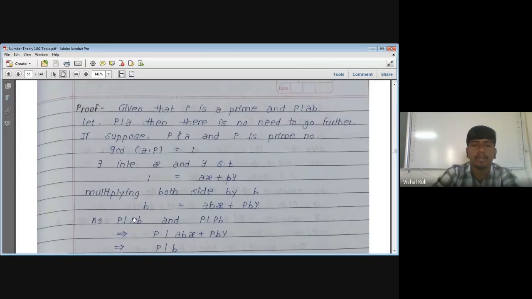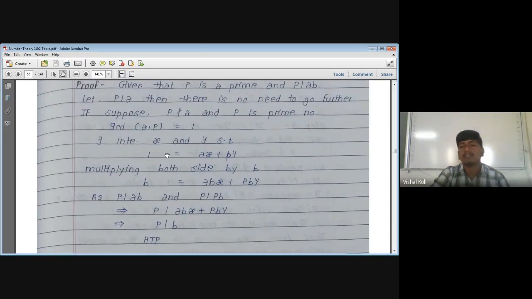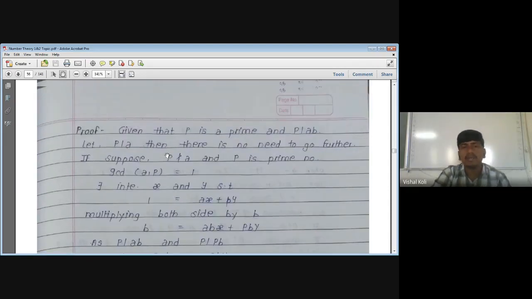As P divides AB and P divides PB, therefore P divides any linear combination, which implies P divides AB into X plus PB into Y. Here there is a term B which is common in both the terms. Therefore, take B common, then it is nothing but P divides B into (AX plus PY). But AX plus PY is nothing but 1. Therefore, P divides B into 1, that is, P divides B. So the given statement will always be true.